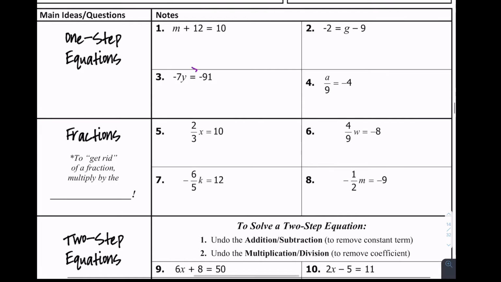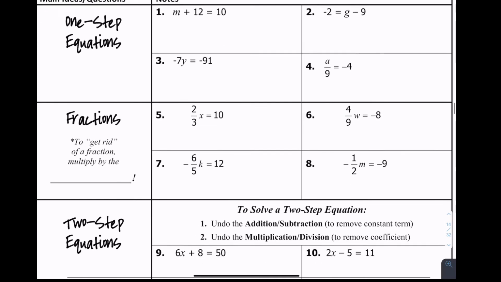Take a look at number 3. What times -1 gives you 91? Do you know off the top of your head? No, you don't. Same thing down here. Do you know what times 4/9 gives you -8? No, you don't. So with this, the remainder of this chapter, each step and each work is actually a question. If you don't show it, you just got one question wrong.